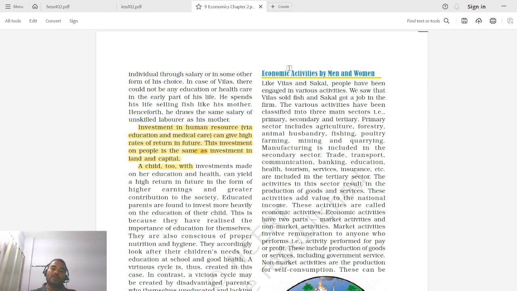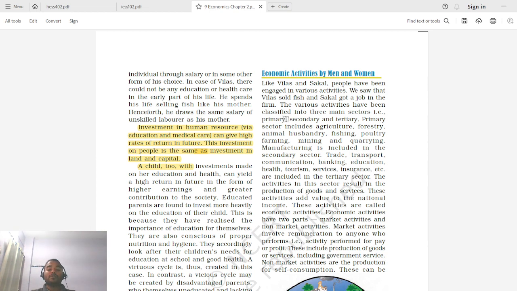Now let us look at the economic activities by men and women. Like Vilas and Sakal, people have been engaged in various activities. We saw that Vilas sold fish and Sakal got a job in a firm. The various activities have been classified into three main sectors, that is primary, secondary and tertiary sector. If you try to classify the activities according to economics, there are basically three main categories: primary, secondary and tertiary.